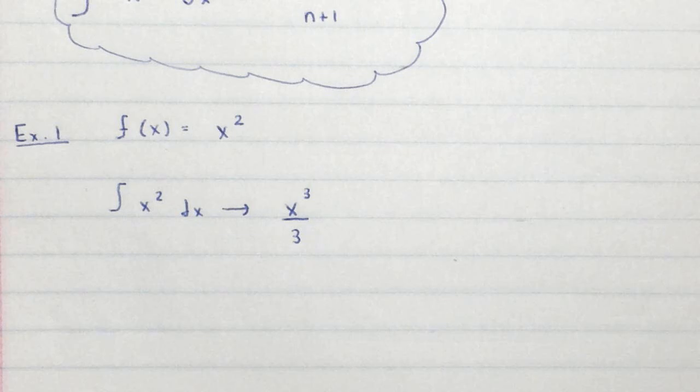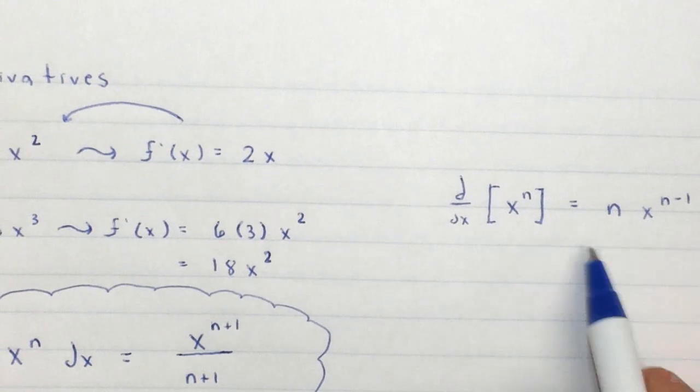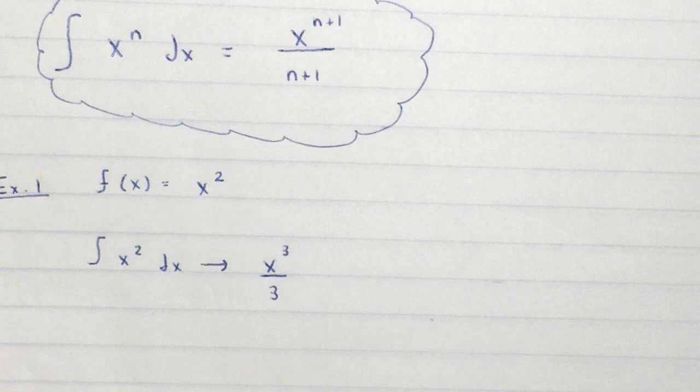Why? You said n minus 1. Yes. This is the power rule. This is n minus 1. Going forward, it's n plus 1. Oh, I wrote the rule.